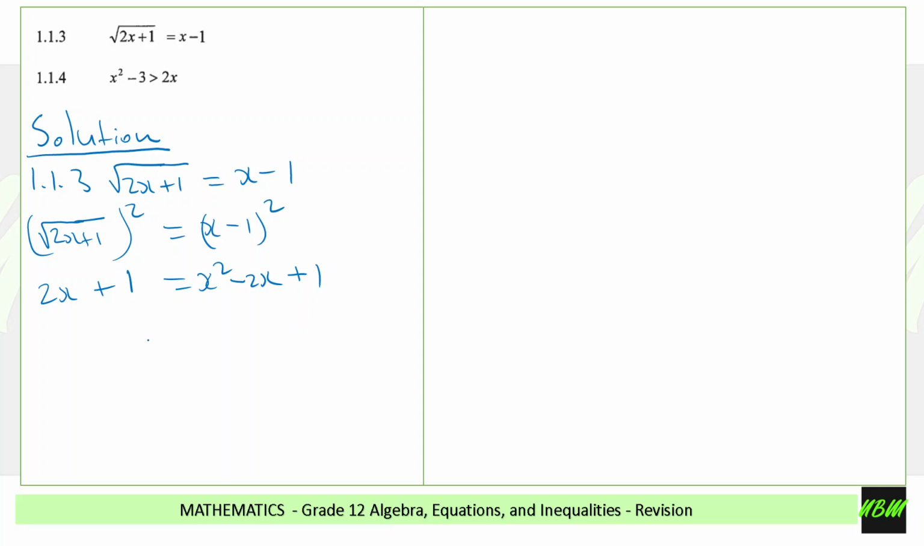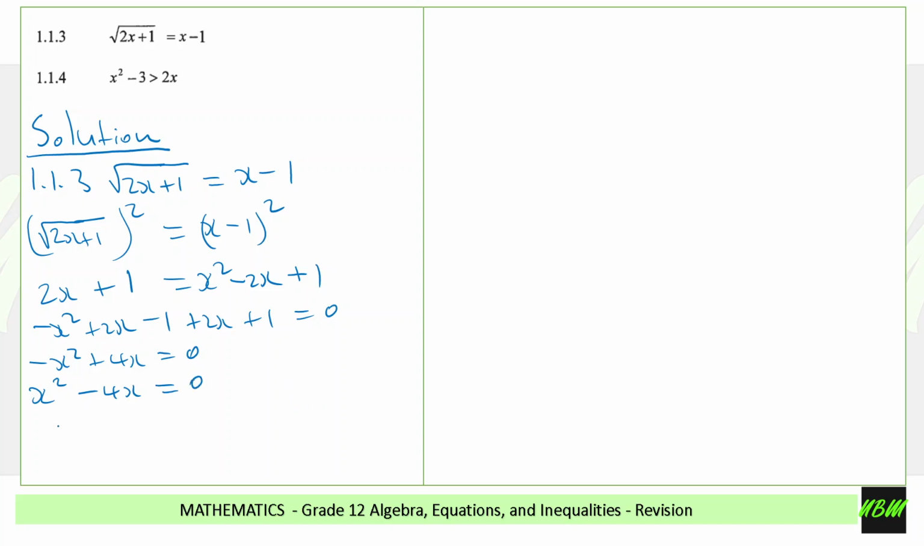Then from here, let's put the equation in standard form. Let's transpose minus x squared plus 2x minus 1. On the left hand side, we still have 2x plus 1. This will be equal to 0. Then adding the like terms, minus x squared, 2x plus 2x, 4x, minus 1 plus 1, 0. This will be equal to 0. Then let us divide or multiply throughout by minus 1, so that we simplify our equation to x squared minus 4x is equal to 0.